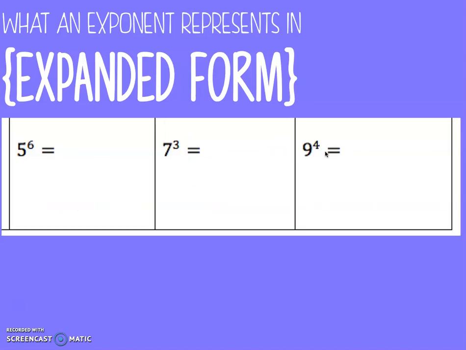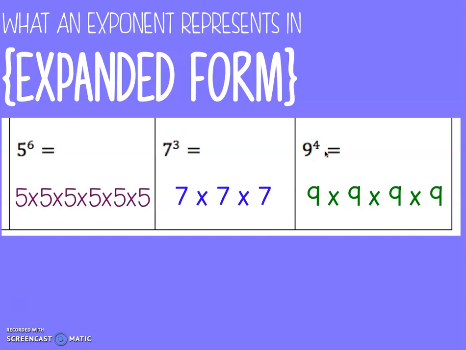Let's look at 3 more. These are on your paper. It looks like 5 to the 6 is repeated, so that's that same answer we've already had. All right, so 7 to the 3rd would be 7 times 7 times 7. 9 to the 4th would be 9 times 9 times 9 times 9.